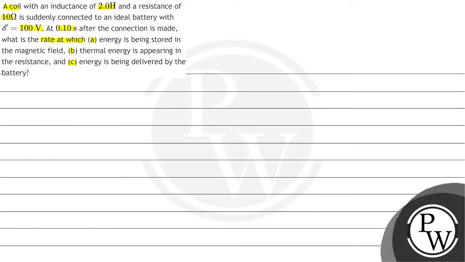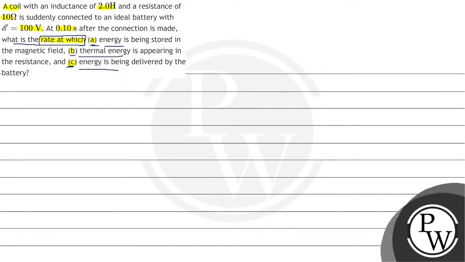So in this question, the first thing we have to note is that here, in general, it is written "the rate at which", and then all three parts are mentioned. So in all three parts we have to find the rate at which energy is being stored, the rate at which thermal energy is appearing, and the rate at which energy is being delivered. We have to take care that in all three parts we take the rate.